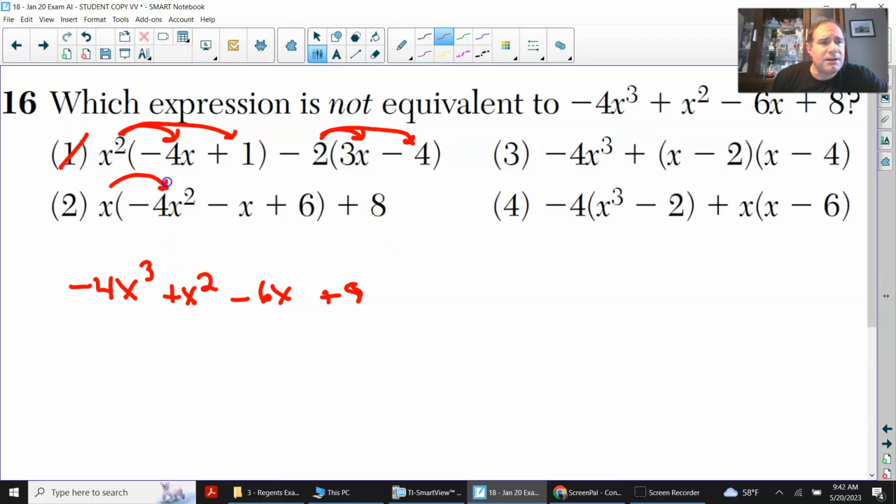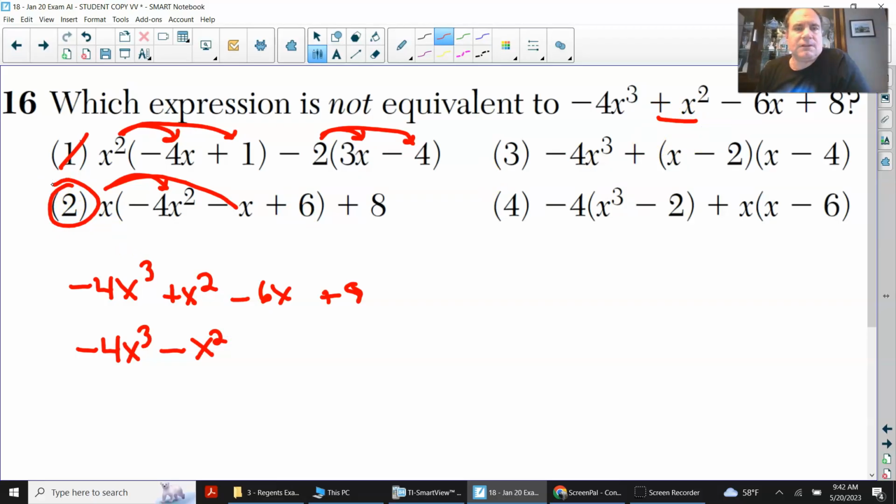X squared times -4x squared is -4x to the third. I have that. I'm going to keep on going. Positive times a negative is -x squared. I have positive x squared. This is the one. Done. Right? Just take your time. And again, put it in the calculator if you need to see it.